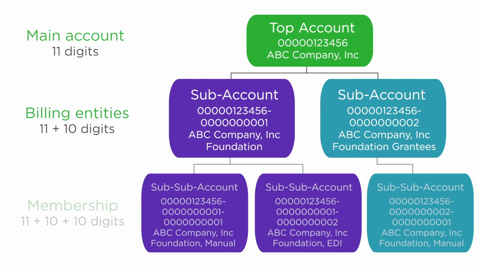Your sub-sub-account represents membership. The sub-sub-account number includes your top account and sub-account numbers, followed by 10 digits ending in the number of eligibility sources you'd use: electronic, manual, or both.